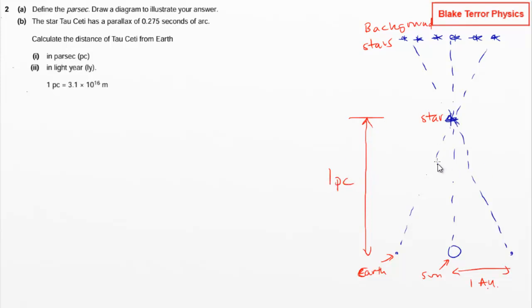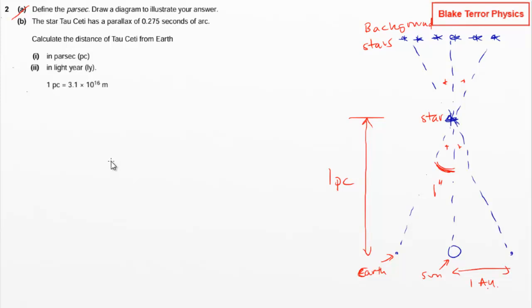And then we need to mark on an angle. And you can mark any of these. You could do this one, this one, this one, this one. It doesn't matter. They're all the same angle. So you mark on one of those. And I'm going to pick this one here and say that is 1 second of arc. So that's your picture.